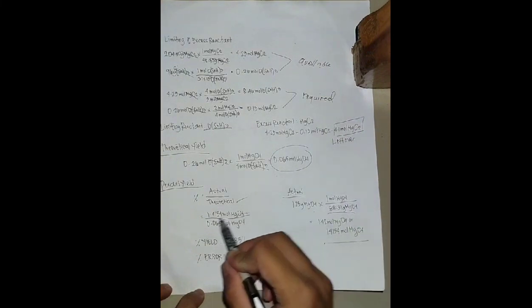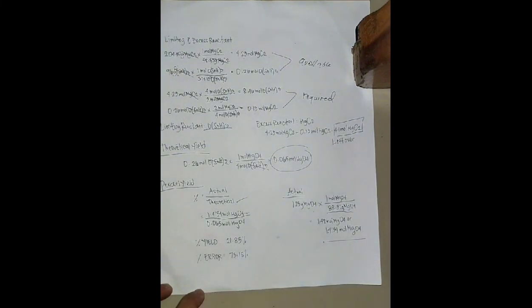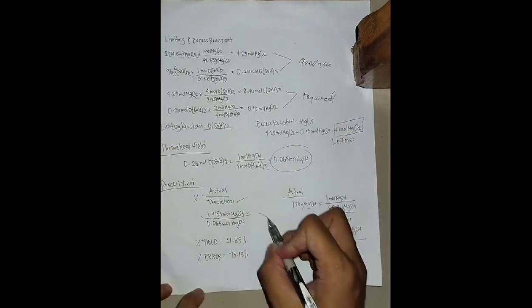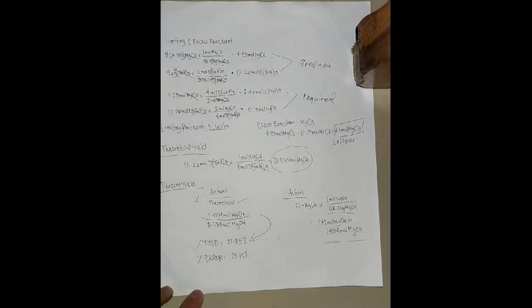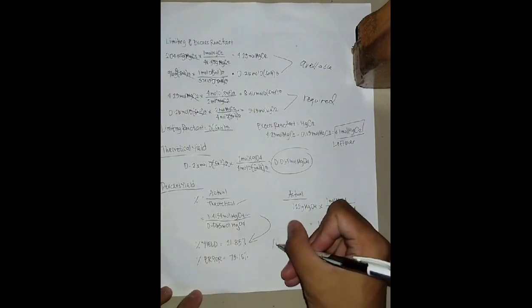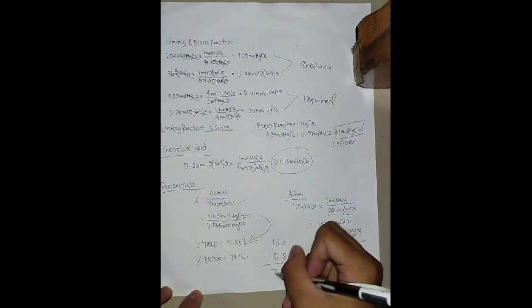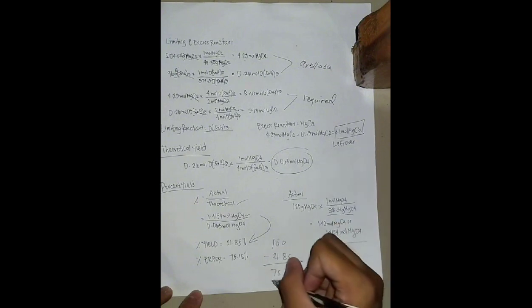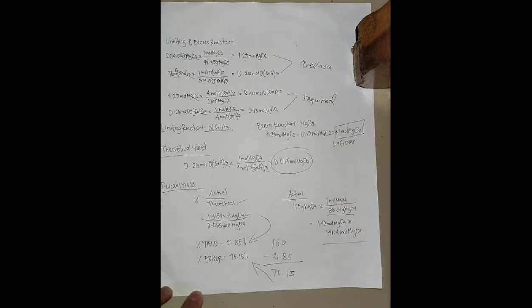Just put it in there. So 1.415 mole MgO4 divided by 0.065 mole MgO4, we get 21.85%. Now how to solve error? Just subtract it from 100. 100 minus 21.85, we get 75.15, and that's our percent error. That's all. I hope you learned something.